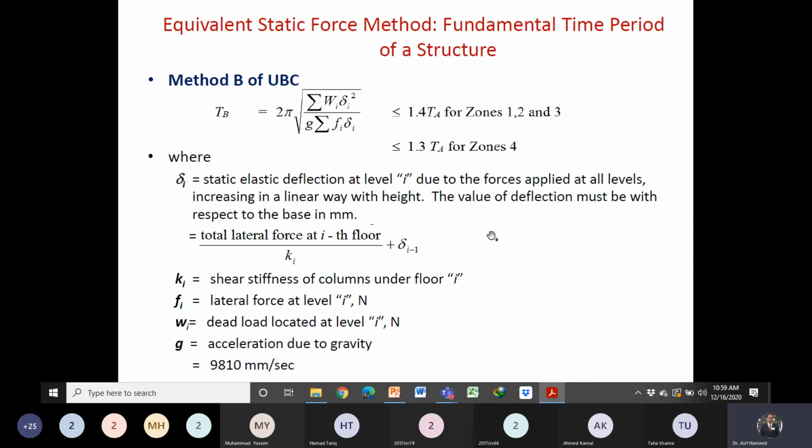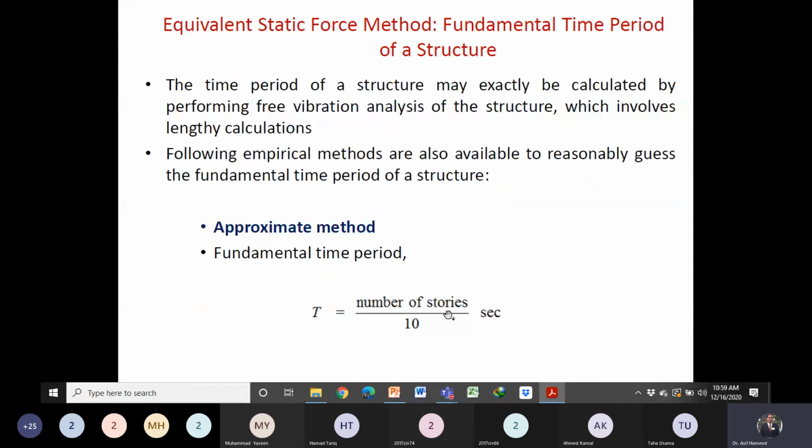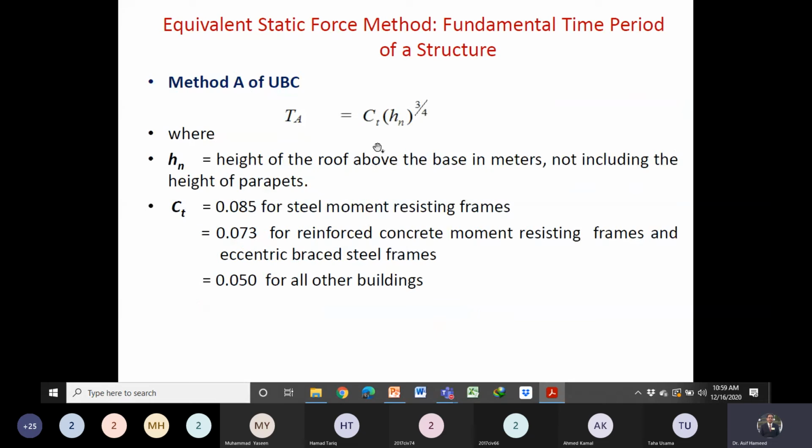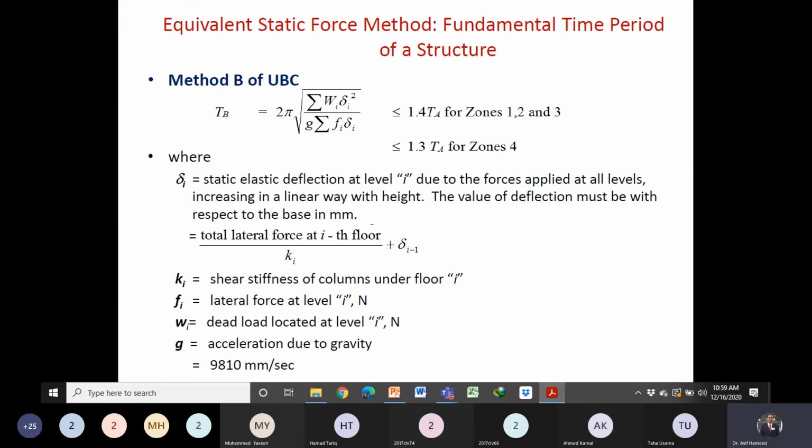And then we have another method. So this is the first method, simply divide the number of stories by 10. This is another empirical method to calculate the time period, because time period is very important information. So at the initial design stage, these empirical formulas are very useful to have a rough idea about the time period of your structure.